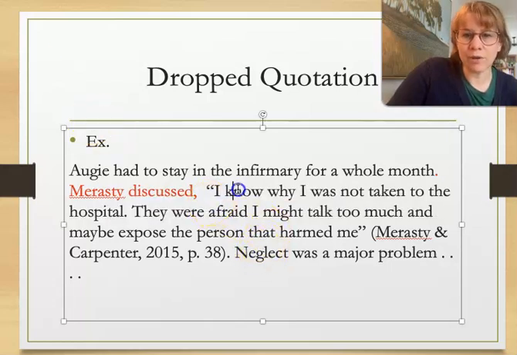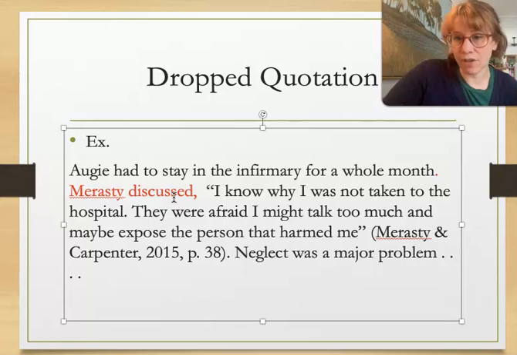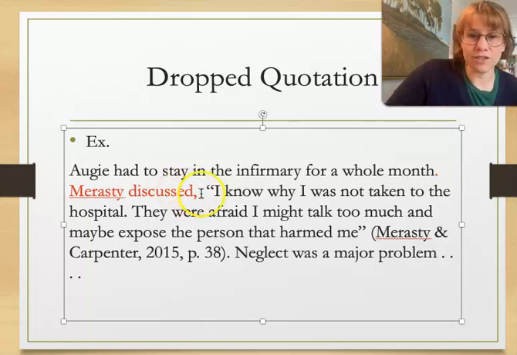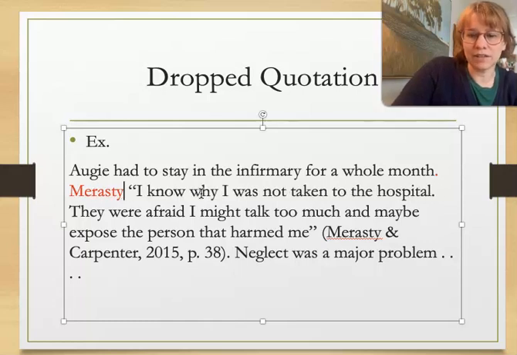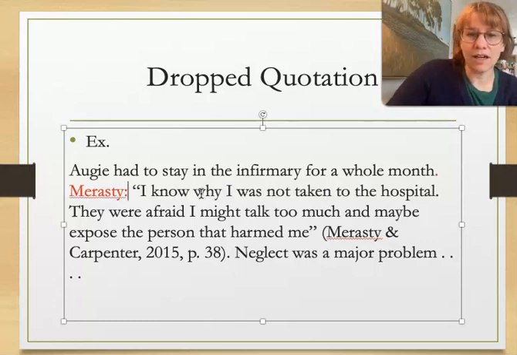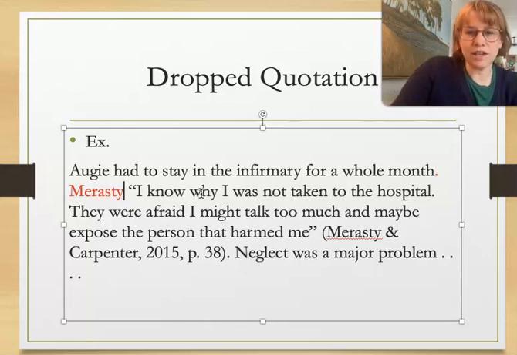So now your quotation is part of this sentence and it flows smoothly. The thing to figure out about this is you do need a main clause. So you need a subject, in this case Morasti, and you need a verb, discussed, and then you can have the quote. But you can't really have just Morasti and then a colon or something like that. Like you can't just do that. That would still be a dropped quote. So you need to integrate the quote properly, grammatically, into a sentence.